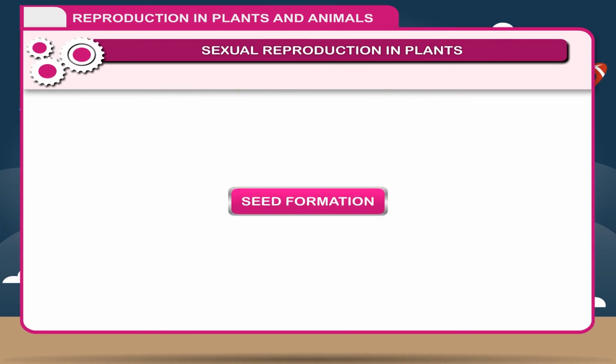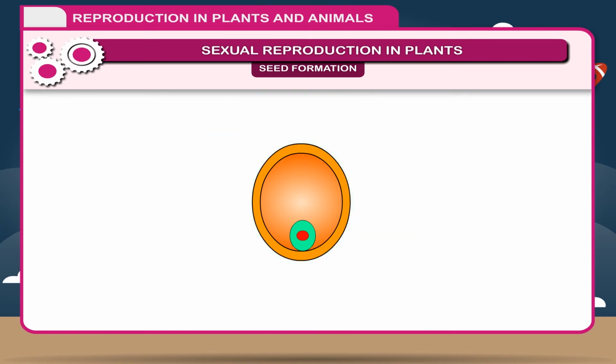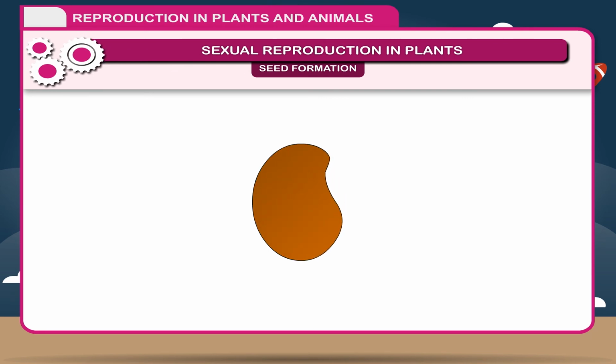Seed formation. After fertilization, number of changes occur in the flower, namely, calyx, corolla wither away in most of the cases. Stamen also dries and fall off. Several changes occur in the ovary after fertilization, and there is formation of fruits and seeds. Ovary finally develops into the fruits. The zygote is converted into an embryo. The fertilized ovule is developed in a seed.